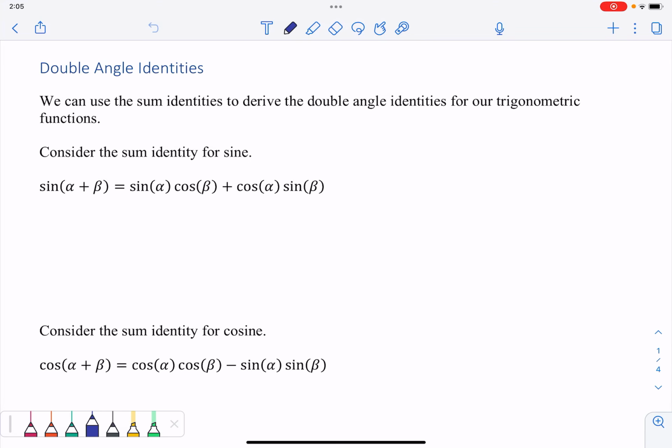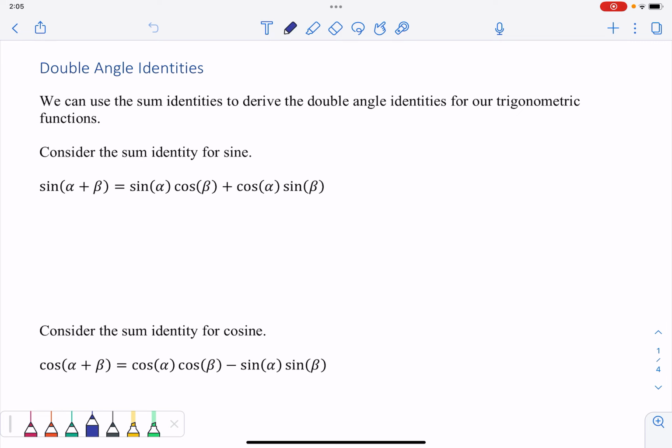We're going to take a look at a couple more categories of identities and then see how we can apply them in our class. So we can use the sum identities to derive the double angle identities for our trigonometric functions. So consider the sum identity for sine. We have sine of alpha plus beta equals sine of alpha times cosine of beta plus cosine of alpha sine of beta. Well, how can we use that to determine what the double angle identity is for sine?